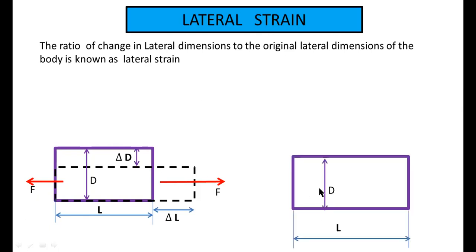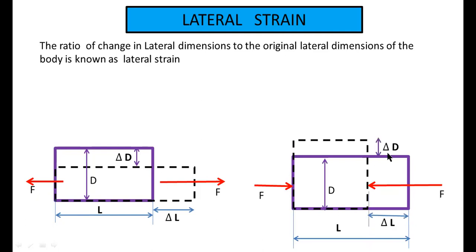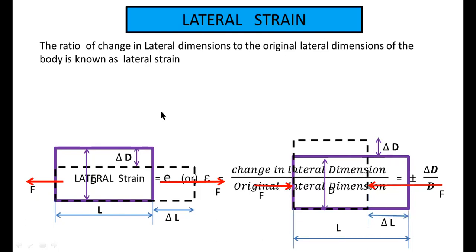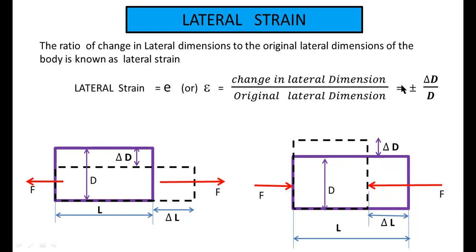Here, when you are applying two equal and opposite push loads or compressive loads, there is a decrease in length and increase in diameter. So in case of compressed loads, you have to consider positive sign for lateral strain, because the lateral dimensions are increased and the linear dimensions are decreased. The formula is lateral strain equal to change in lateral dimension by original lateral dimension. Here, in case of shafts, you have to consider change in diameter by original diameter.